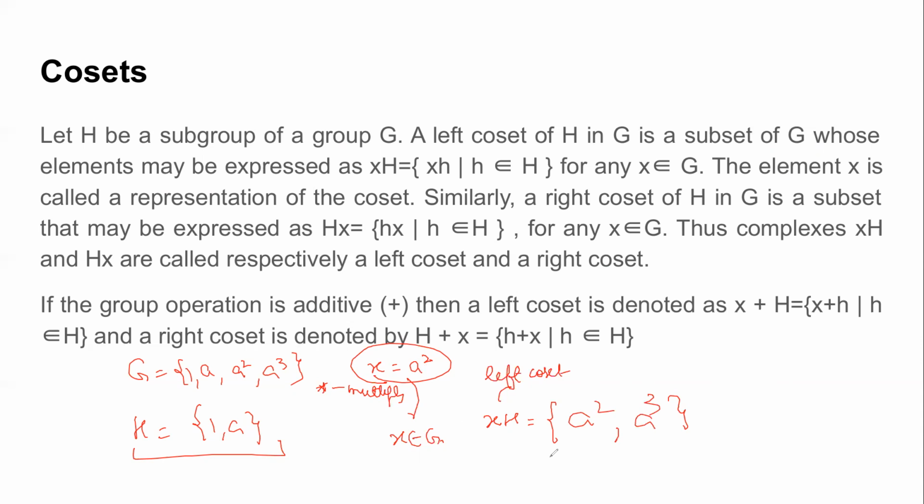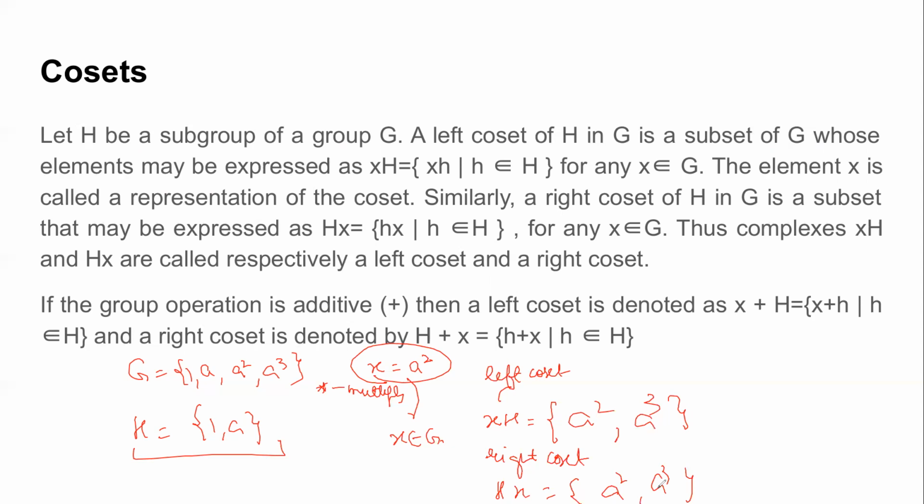Similarly, if I have to make a right coset of it, since multiplication is commutative, hx will be equal to xh. It will be equal to a square, a cube. Is that clear? Ravi, is this clear?